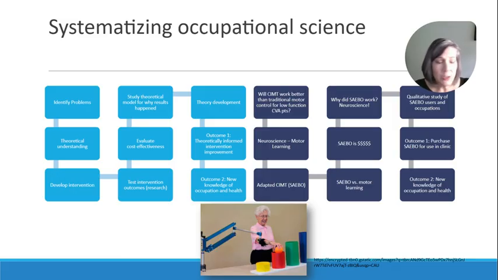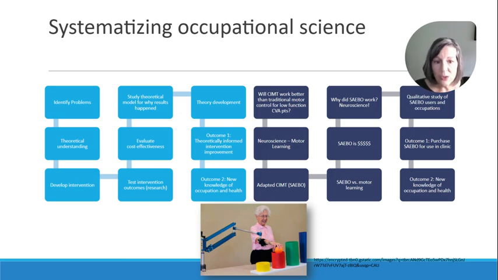So now we might want to do a qualitative study with those who've been through our program and look at what occupations they are now doing as a result of having been through the SABO program that they couldn't do before. And now we have some more information. So that might lead us to purchase SABO for our clinic, because now we know that even though it's expensive, it's efficacious. And so we want that. We're going to purchase it.